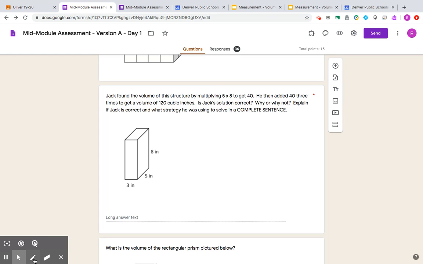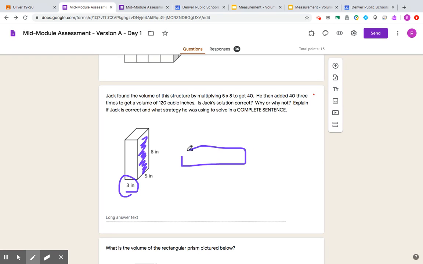What you should have said is, when he multiplied 5 times 8, he found the base area of this side. He added 3 times because adding 3 times is the same thing as multiplying by 3. So instead of viewing it like this, he viewed his rectangular prism like this. He knew his height was 3 and his base area was 40. So he just did it a little bit differently. He found base area and then added it 3 times or multiplied by 3.